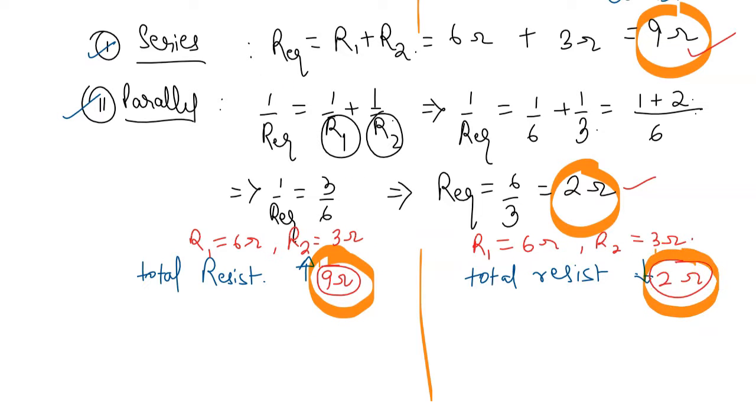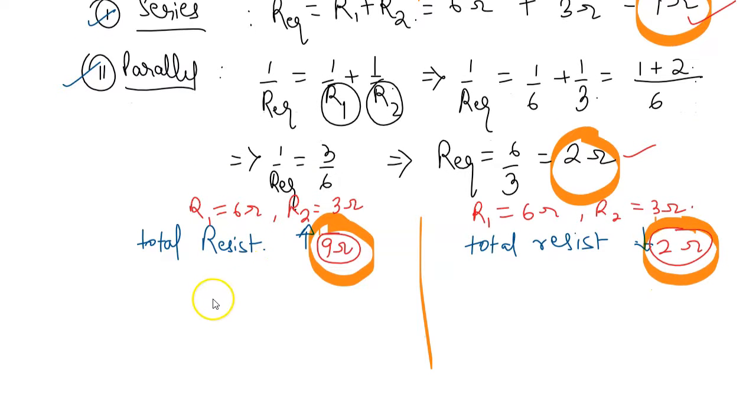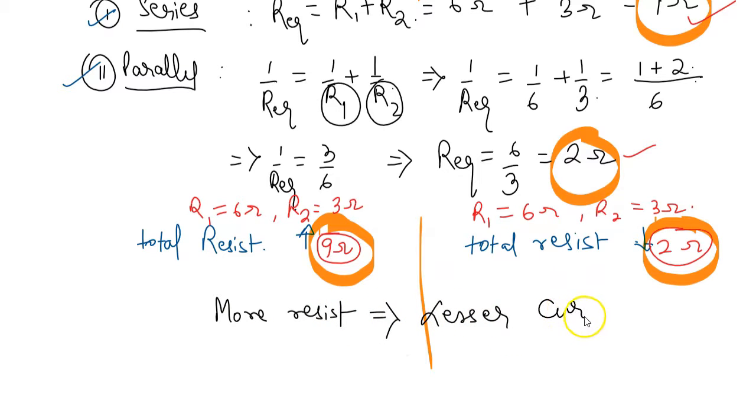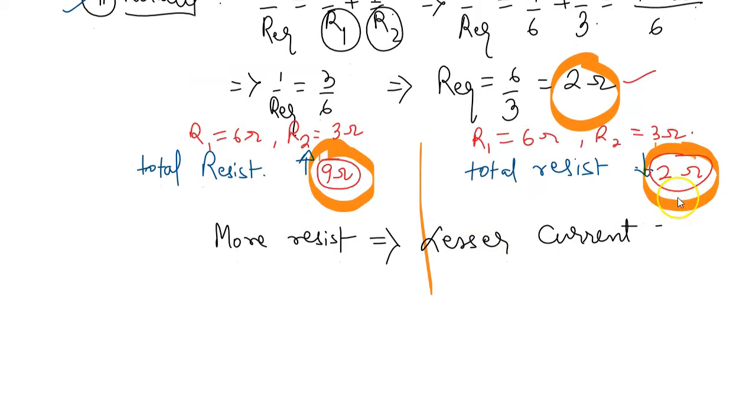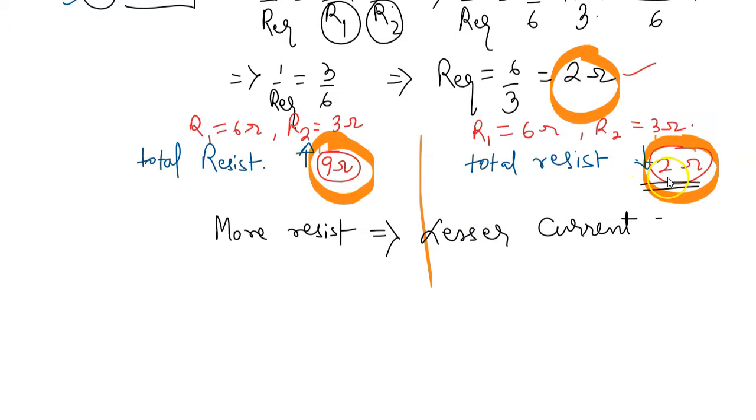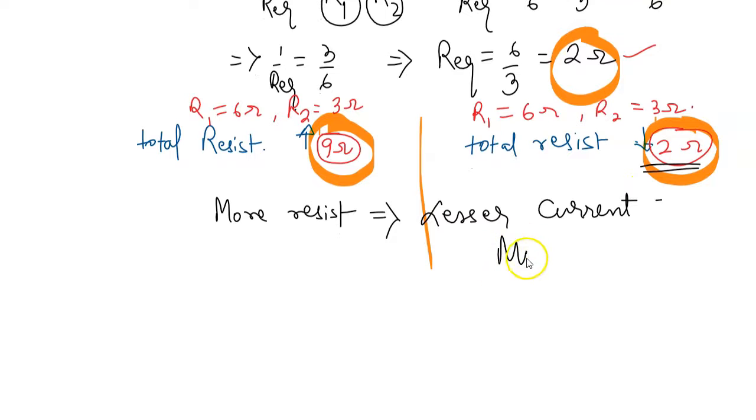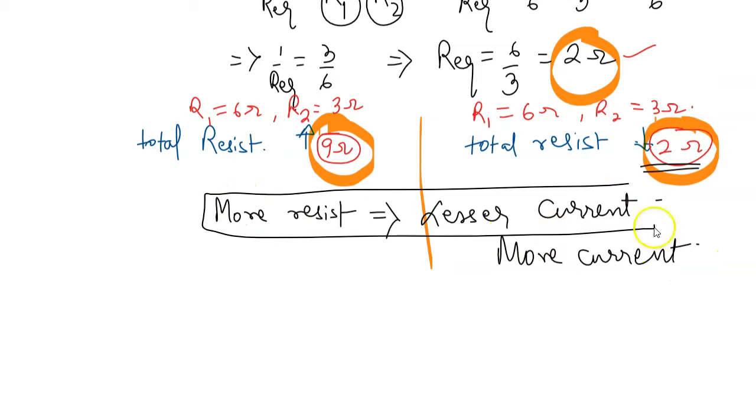Now guys, in the previous lectures we have seen that more resistance means lesser current it will allow through it, right? So it is very clear that the resistance in parallel combination decreases, so there will be more current observed in parallel combination as compared to the series combination.